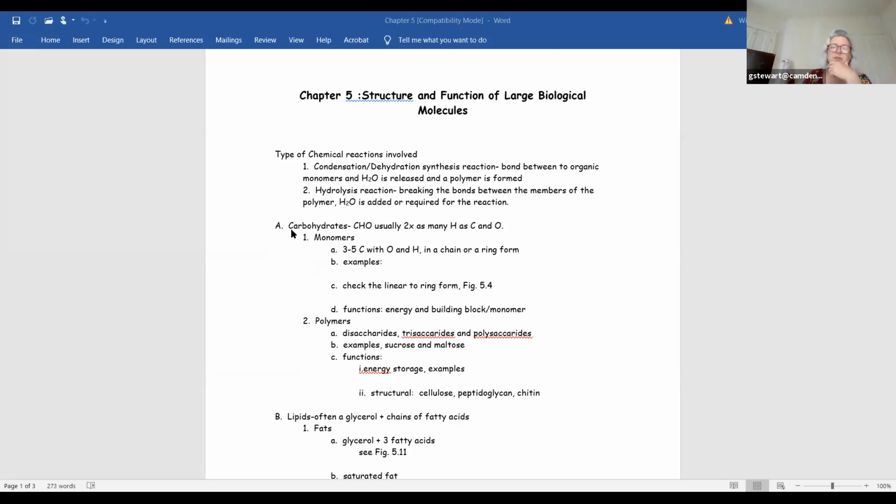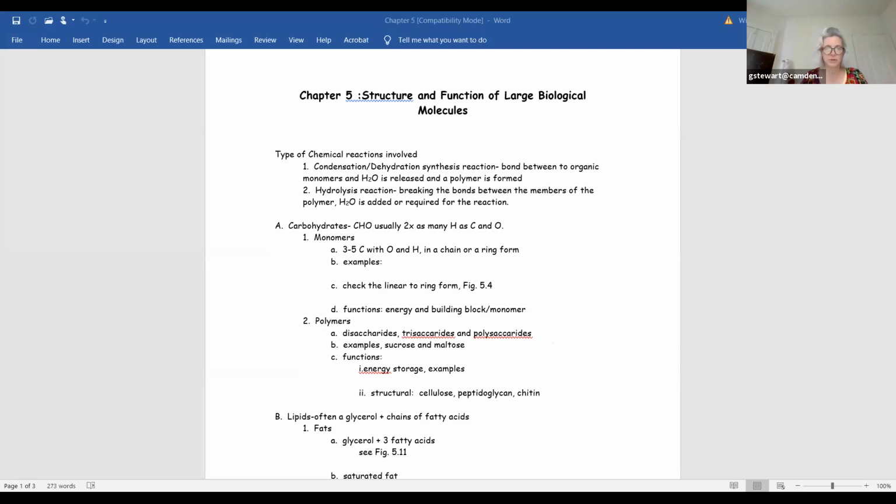So for carbohydrates, the visual clue for you is we abbreviate carbohydrates as CHO, all capitals, because they mostly have carbon, hydrogen, and oxygen. And it's usually twice as many hydrogens, and the carbon and oxygen is usually the same amount. So a lot of times you'll see people abbreviate this CH subscript 2O, because it's usually twice as many hydrogens as carbons and oxygen.